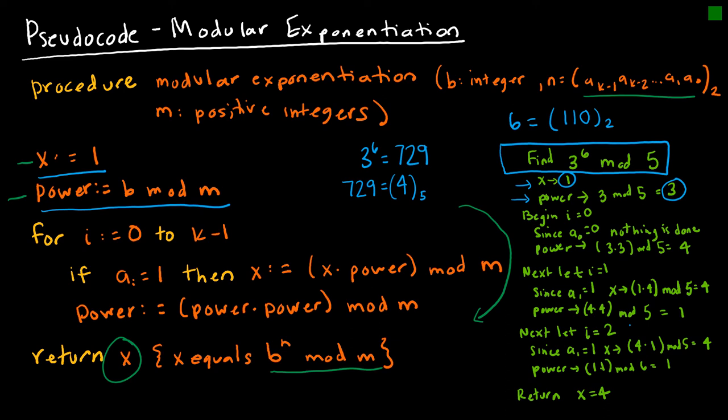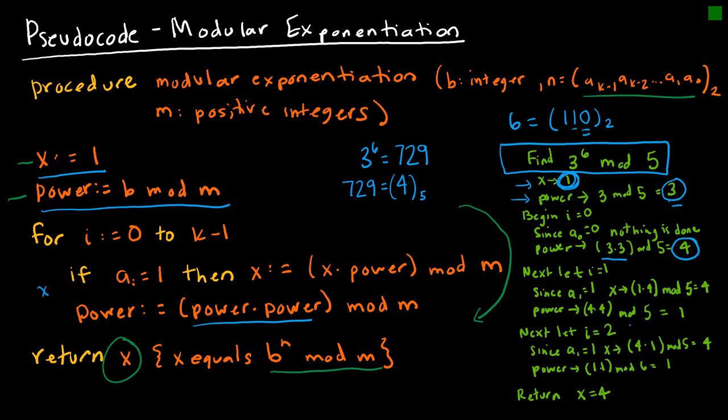So I'm beginning at my first value, which is index 0. And since a sub 0 equals 0, nothing is done to x because it doesn't tell us anything to do to x over here. But the power is going to change no matter what. So the power says power times power mod m. And so my power before was 3. So notice I'm taking 3 times 3, which is 9, mod 5, which is 4. So now I still have x is 1. That hasn't changed. And now my new power is 4. And then I'm just repeating that process.